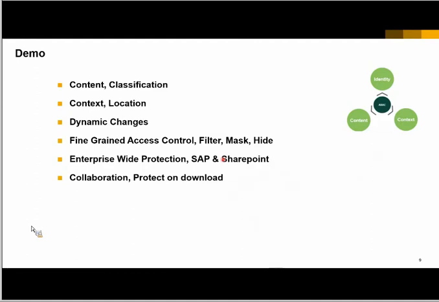Okay. So the demo is going to take about 20 minutes, so it should take us right up to the hour. A lot to cover, so I'll be quite quick in certain parts, but I want to pull out these main things I've talked about. So I'll show you how we can look at the content, the classification of the data. We'll look at the context, the location. I'll change the location of the user. I'll change the classification of the data to show the real-time change there and how you could use that in your business. And then we'll look at the fine-grained access control, how we can filter, mask, and hide data based on any of these three attributes.